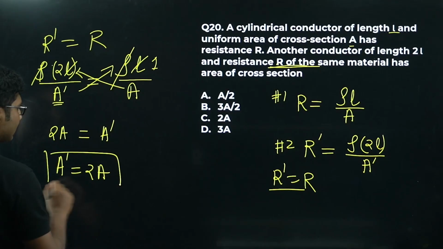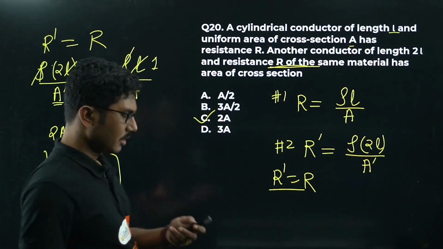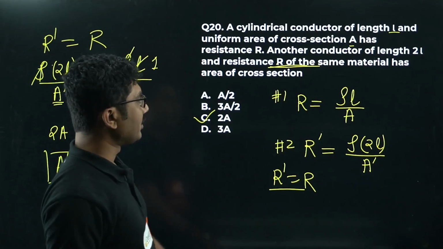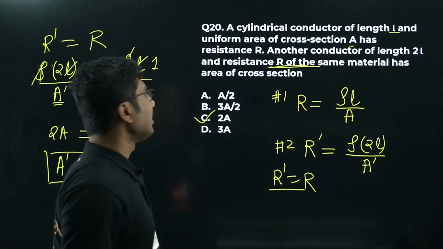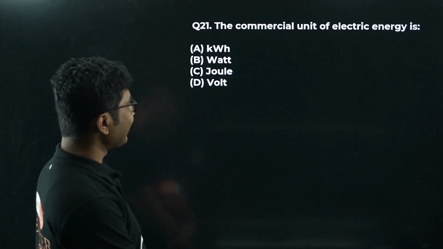So this is the answer. So 2A is the correct answer. So simple mathematical problem. If you put the formulas, calculate it correctly, you will know the answer. Next question. The commercial unit of electrical energy.